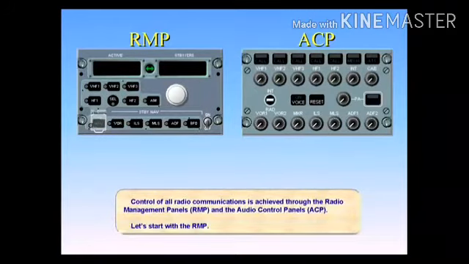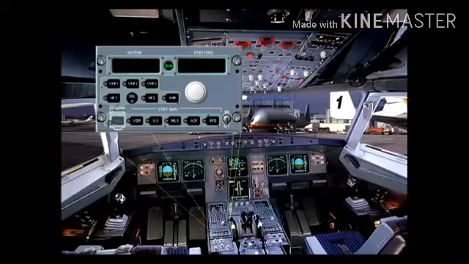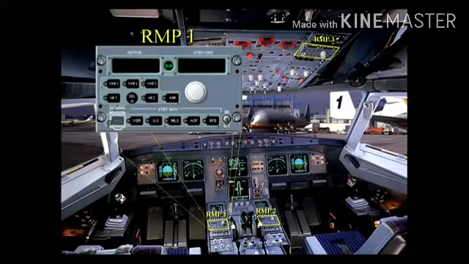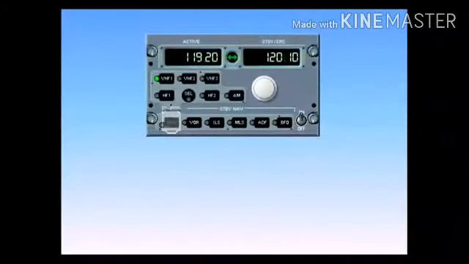Control of all radio communications is achieved through the Radio Management Panels, RMP, and the Audio Control Panels, ACP. Let's start with the RMP. The RMPs provide tuning of all radios. There are two RMPs located on the center pedestal and an optional third one on the overhead panel. We will now look at the different controls and indications of the RMP.